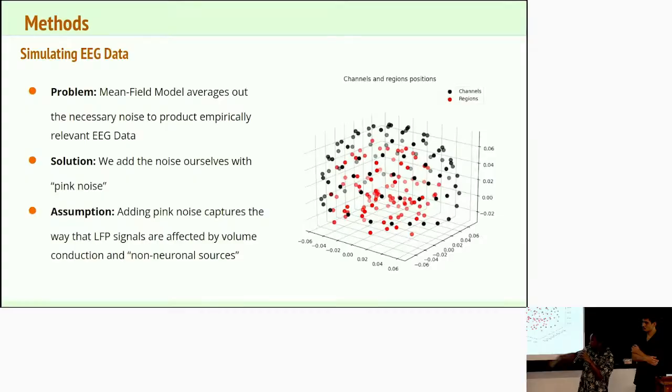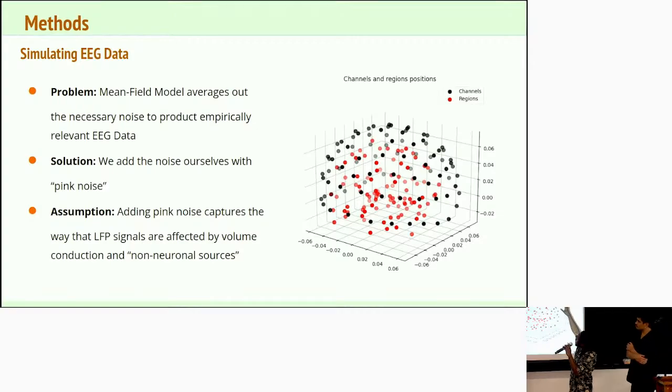The assumption is that pink noise captures the way the local field potential permeates through the skull and captures the non-neuronal sources of noise, which gives you that nice spectrum for spectral analysis in the future.